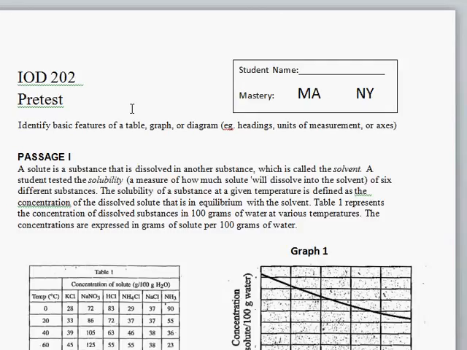This is the IOD 202 pretest corrective loop video. We're focusing on question number 1 for this specific corrective loop video. IOD 202 is identifying basic features of a table, graph, or diagram. For example, headings, units of measurement, or axes. Okay? So that's what we're looking for, identifying basic features of a table, graph, or diagram.